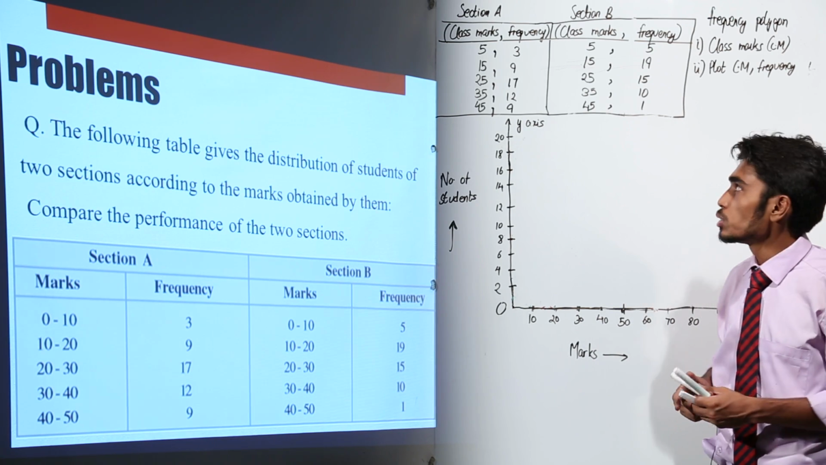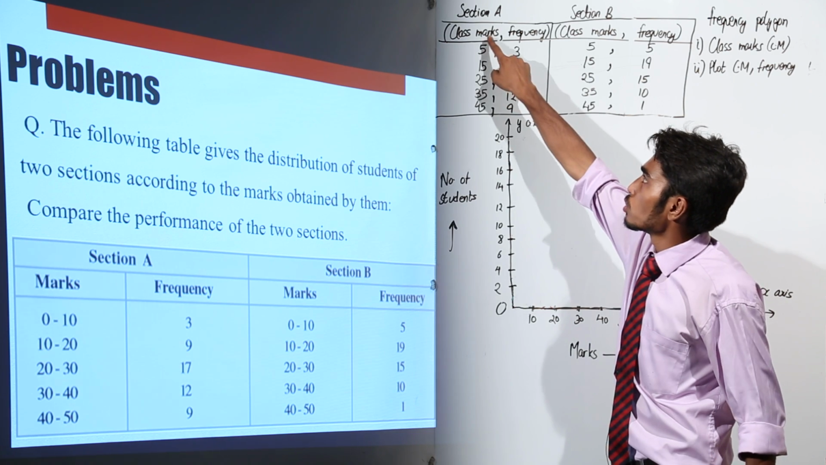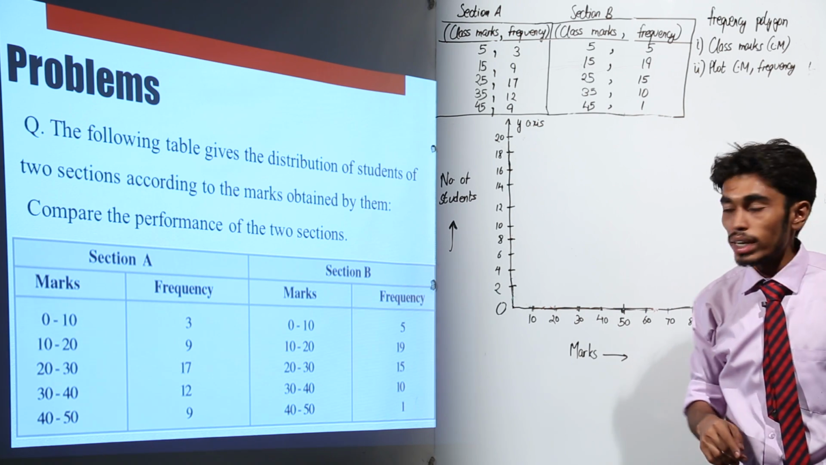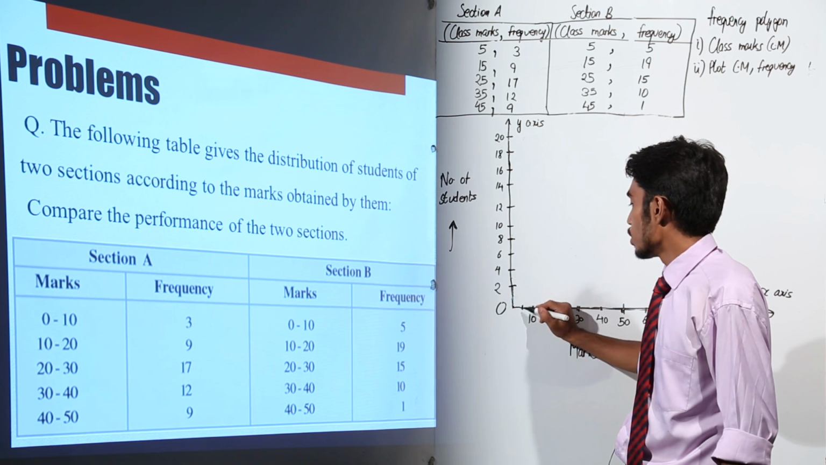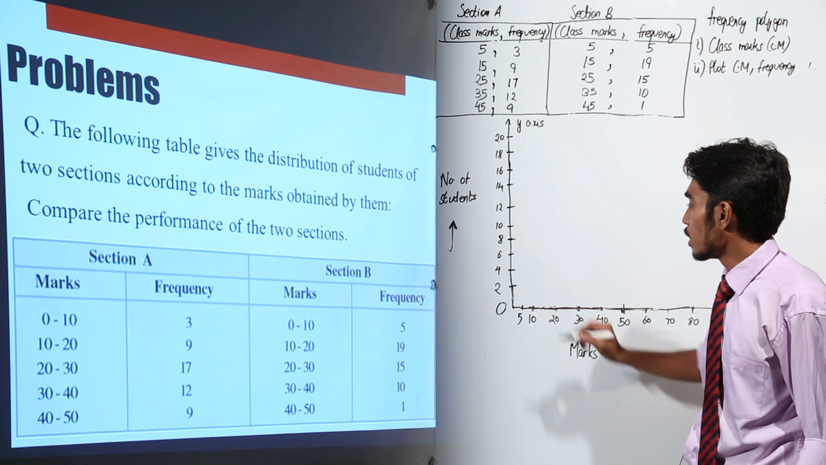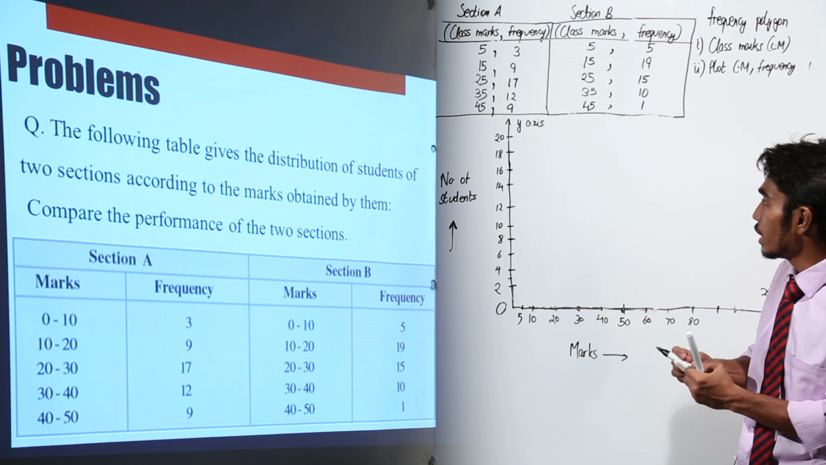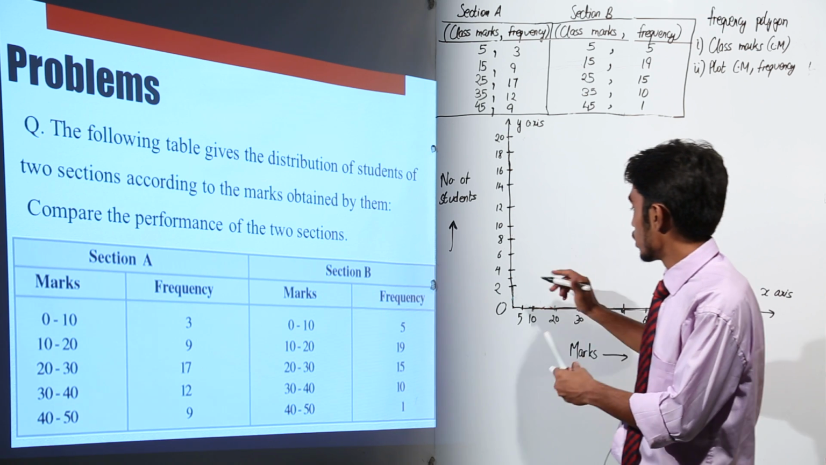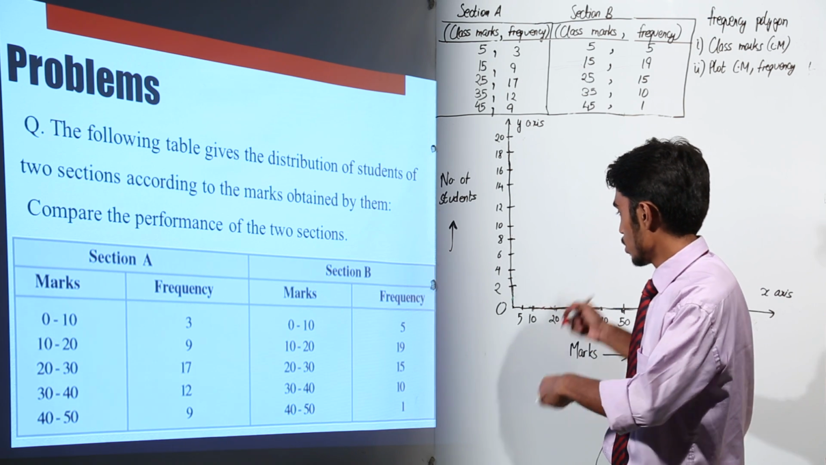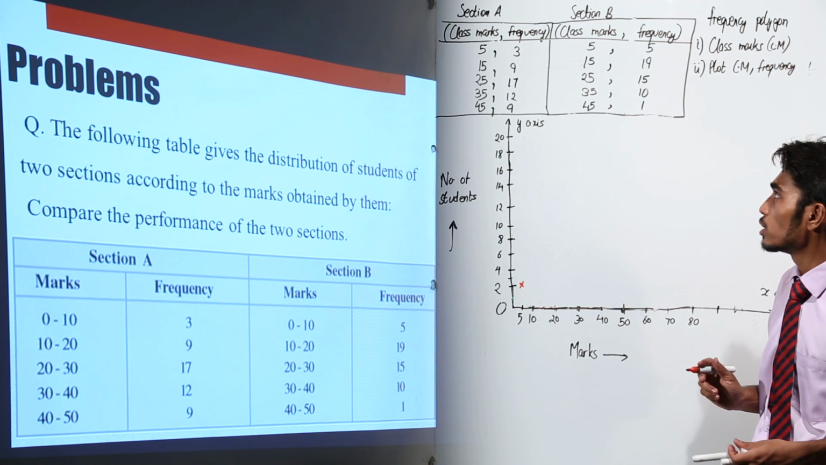Let us start with the first point, 5 comma 3. 5 comma 3 means the class mark is on the x axis and the frequency is on the y axis. So 5 on the x axis is somewhere here between 0 and 10, and 3 is somewhere here. So our first point would be 5 comma 3, which is marked by this cross.